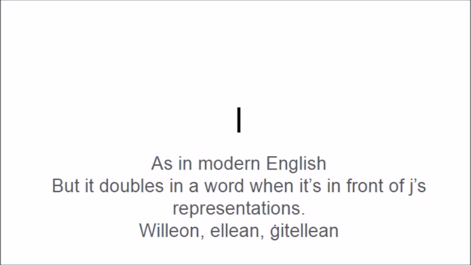Now, L, as in modern English, L, but it doubles in a word when it's in front of J's. So we have here Will Leon, Elion, Elion, and Yetelion. So it's like the J's, the invisible J, if you will. That's one way to look at it. But as far as L goes, it's just L.